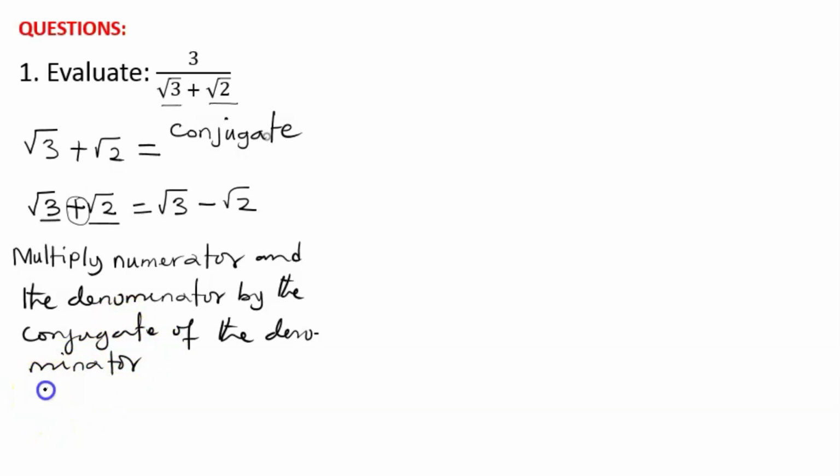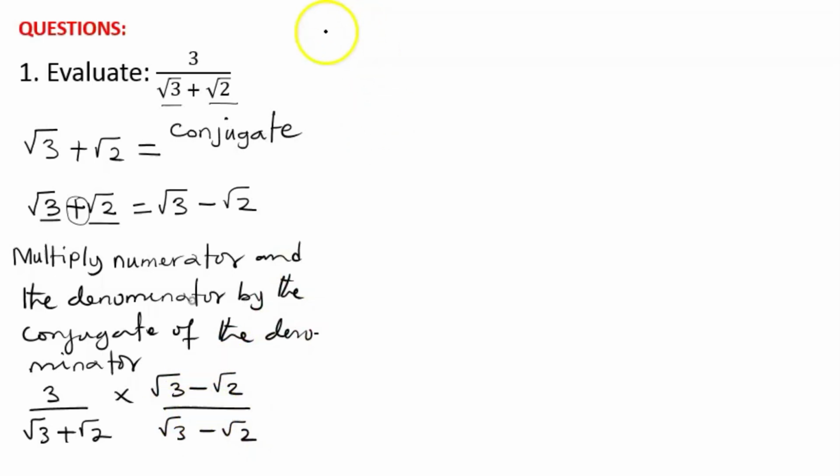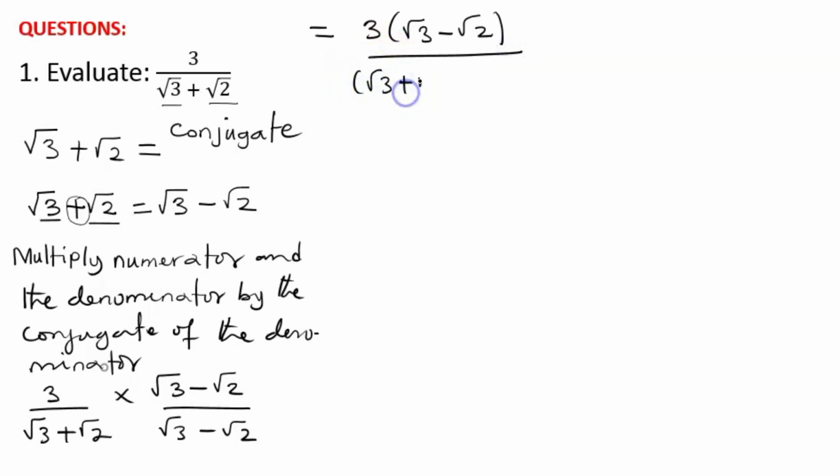So what am I doing there? I have root 3 added to root 2, so I'm going to multiply this by root 3 minus root 2 divided by root 3 minus root 2. You see, this is like over 1, just like what I showed earlier. So this is what we are going to do. If we do that properly, we are going to have 3 into root 3 minus root 2, divided by root 3 plus root 2 times root 3 minus root 2.